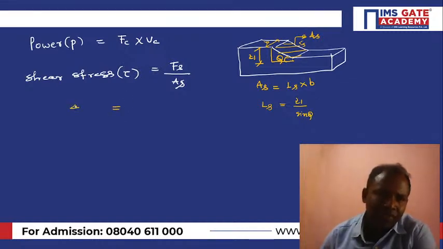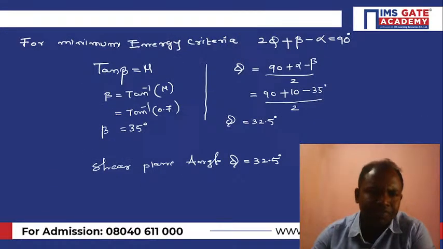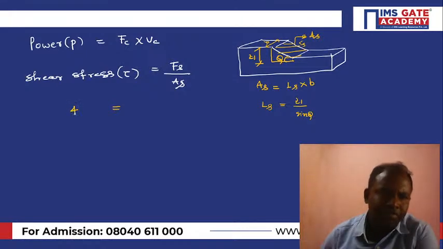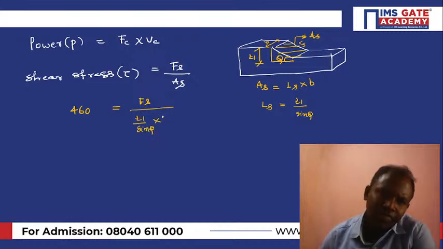So shear stress we know now. What is that shear stress? 400 or 460? It is 460 Newton per mm square, and Fs we don't know, and Ls is t1 by sine phi, and area is Ls into B. Now it is t1 by sine phi into B, such that it is Fs into sine phi divided by t1 into B, right?